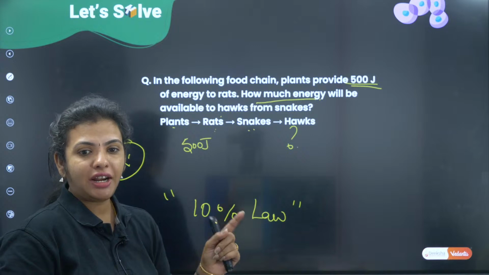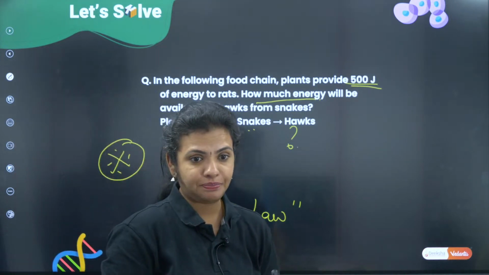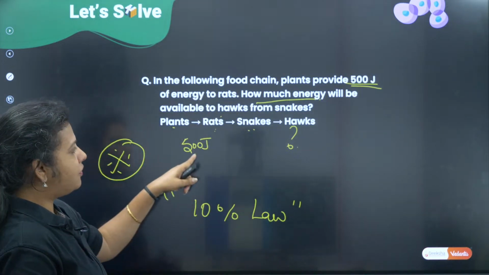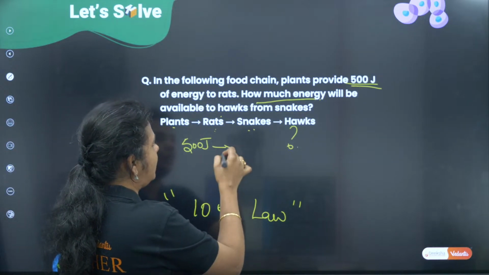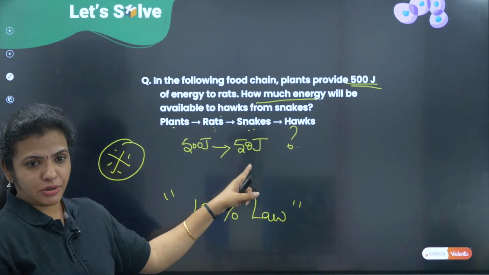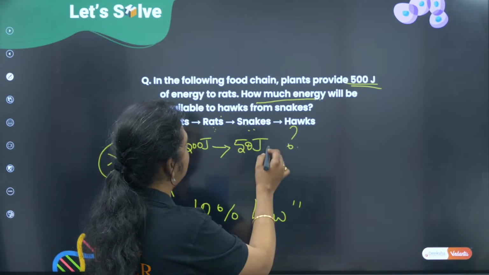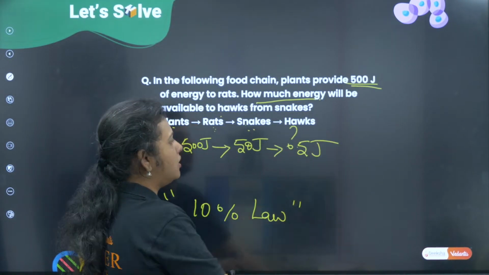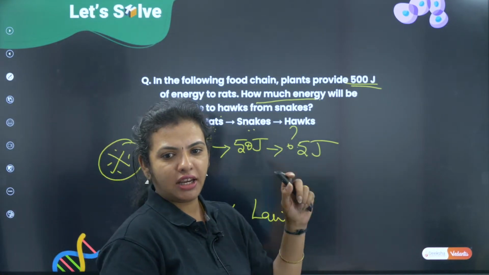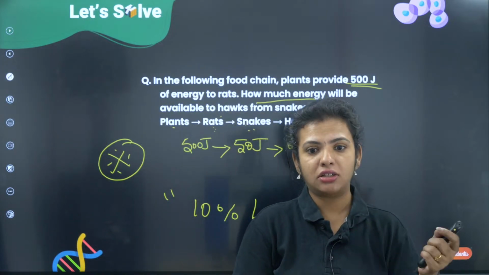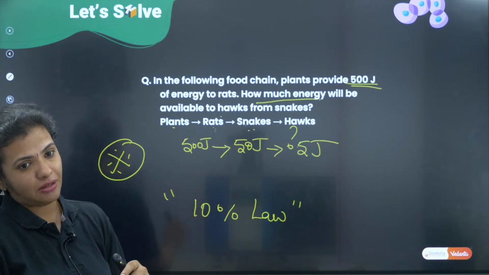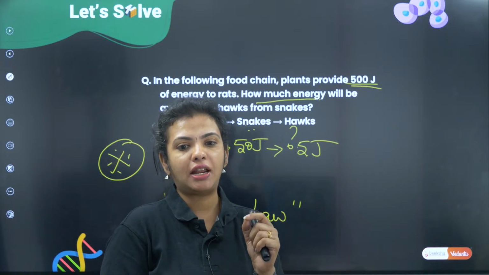Okay, so every time there is an increase in the trophic level, 10% of energy is passed on. So, we start off with 500. The next trophic level, rats to snake, is going to be 50, correct? 10% of this. Then snakes to hawks is going to be 5 joules, correct? So, the answer is 5 joules. I think even Gautami had given the answer. She has deleted it. Okay. So, every time there is an increase in the trophic level, we are going to focus on the 10%.